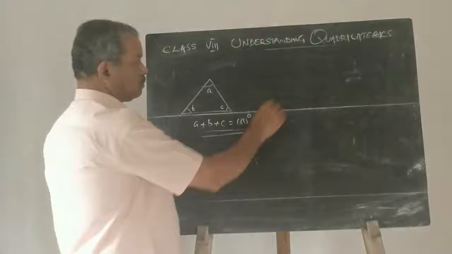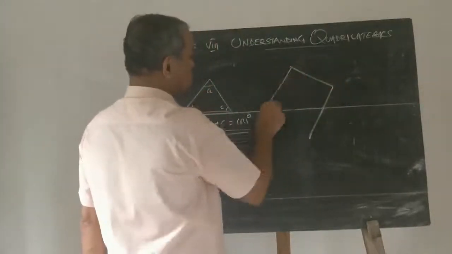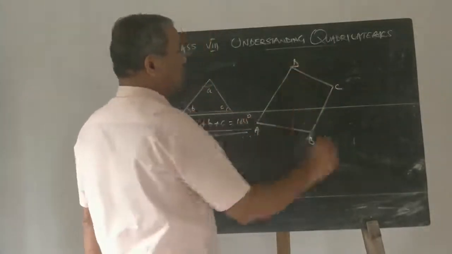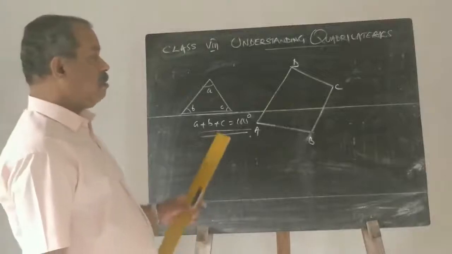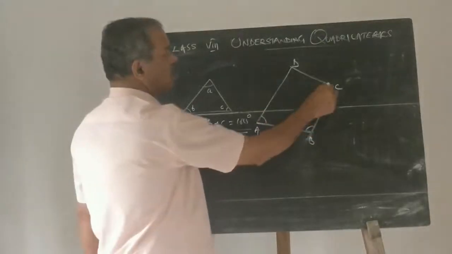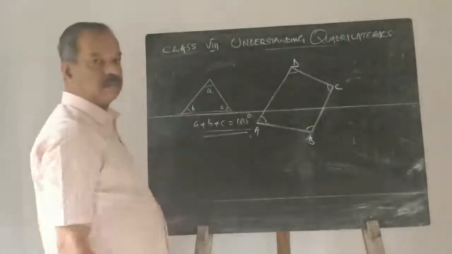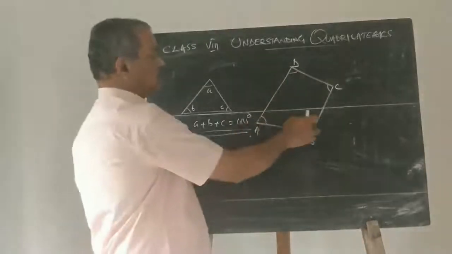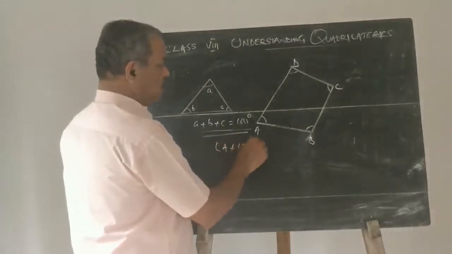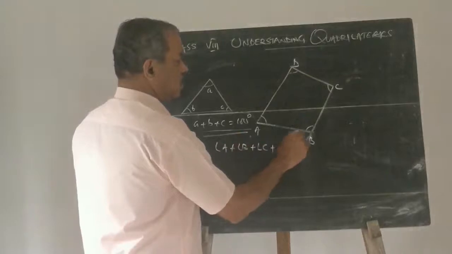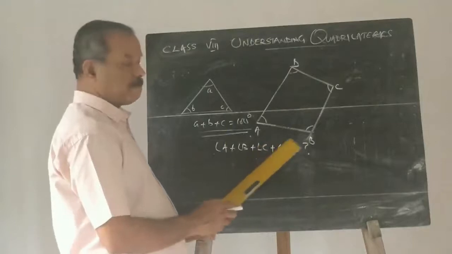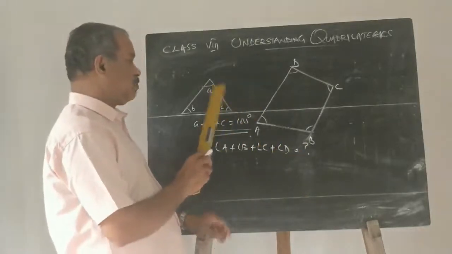Quadrilateral, polygon with four sides. ABCD is a quadrilateral. What is the sum of the measures of the interior angles of the quadrilateral? We can find the sum of the measures of the interior angles of the quadrilateral, that is angle A plus angle B plus angle C plus angle D equal to what? We can find out this sum with the help of angle sum property of triangle.